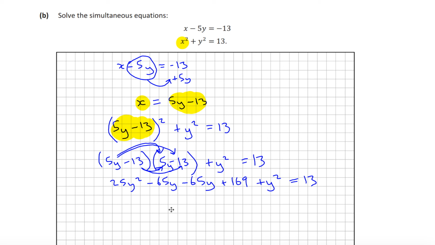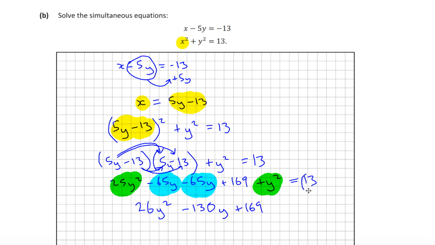So now I'm going to try and tidy up a little bit. I'm going to gather the like terms. Just be careful when you're doing this. Use a highlighter if it helps. I have 25y squared here. I have y squared there. I've got my minus 65y there and my minus 65y there. So I'm going to tidy them up. So 25y squared and y squared, that's actually 26y squared. Minus 65y minus another 65y is minus 130y. Plus the 169.